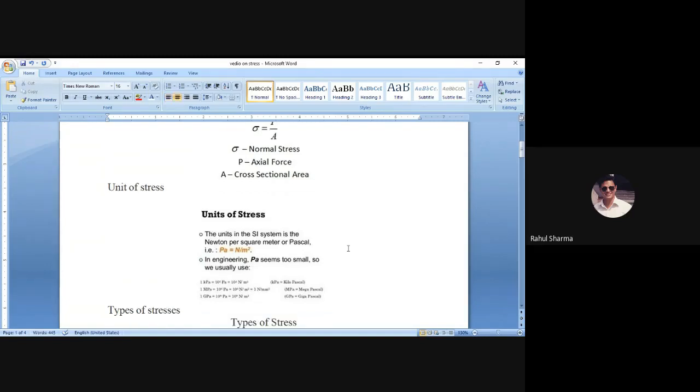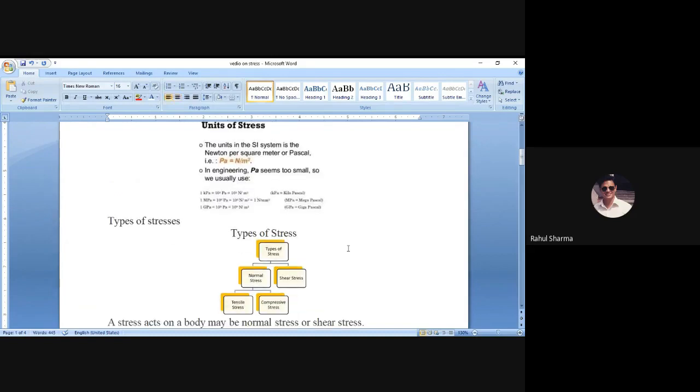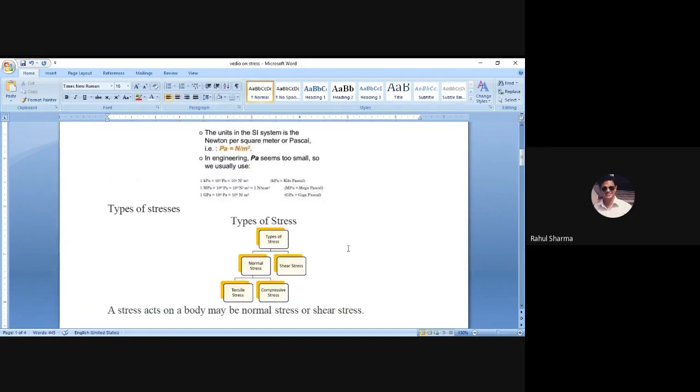Right? Now let's move to the types of stresses. Generally stresses can be of two types, that is normal stress and shear stress. Normal stress means the stresses that are acting perpendicular to the surface, whereas shear stress means the stresses which are acting parallel to the surface. Now, normal stress can be of two types, that is tensile stress as well as compressive stress.